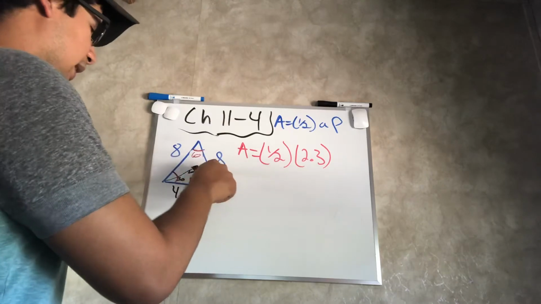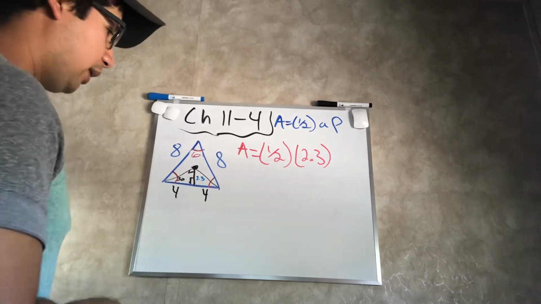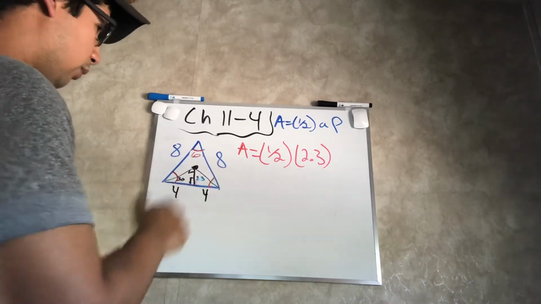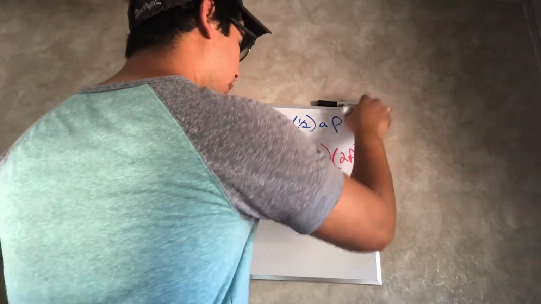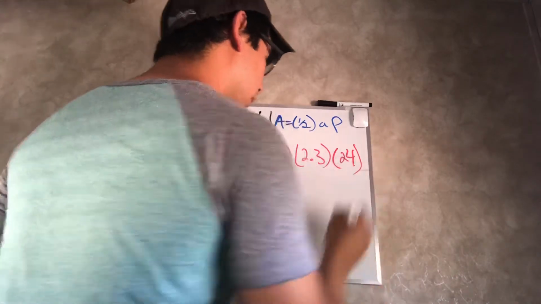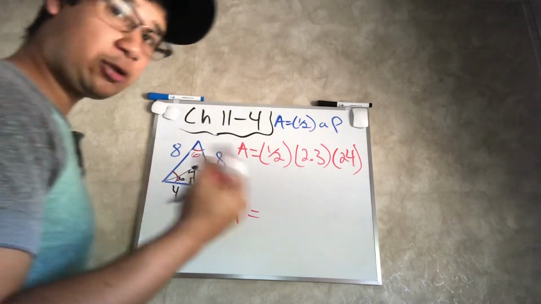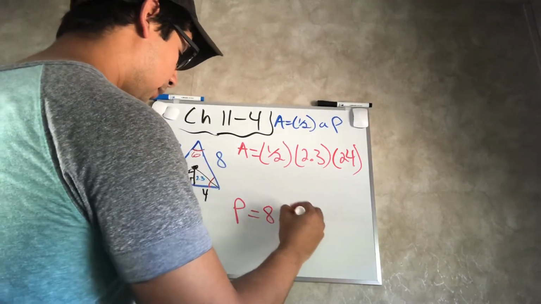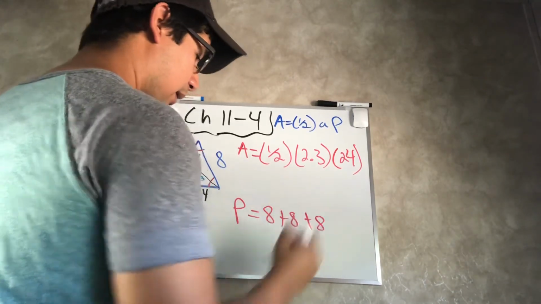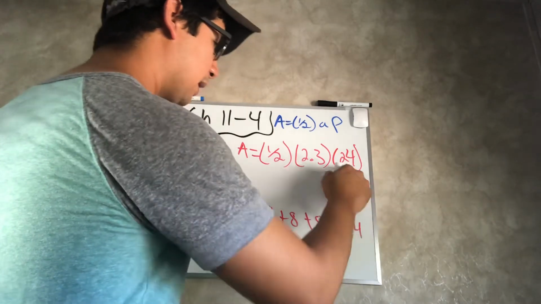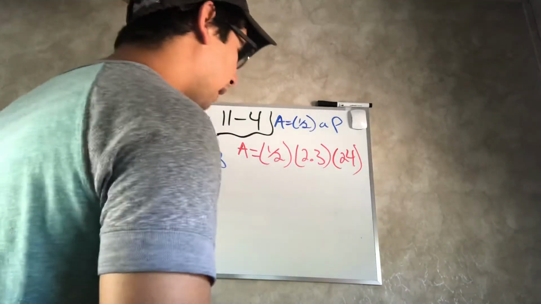So 8 plus 8, that's 16, plus 8 more, that's going to be 24. So times 24. Remember, we found P by adding up all the sides. Since it's a triangle, there are 3 sides: 8 plus 8, and this side here measures 8. And that gives us 24. That's how we got that P. And then you just multiply that out.